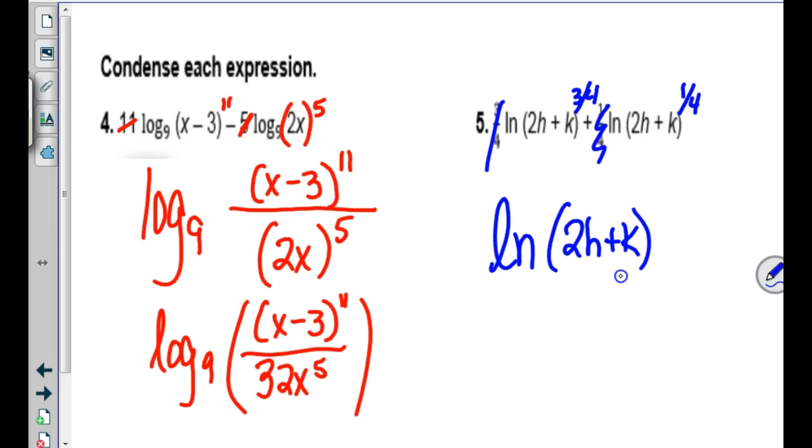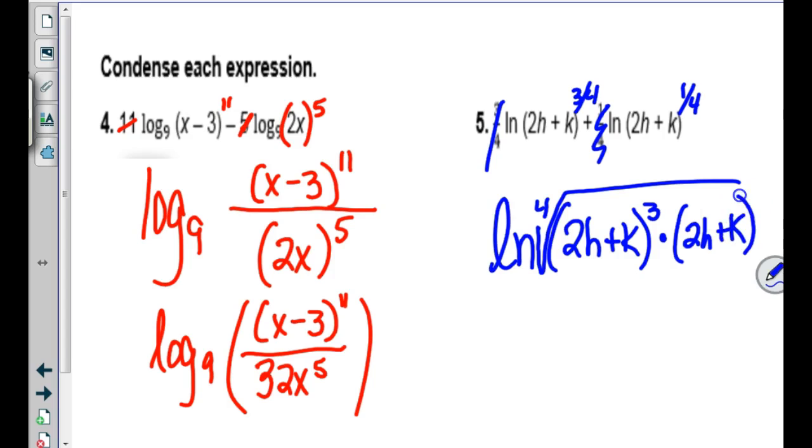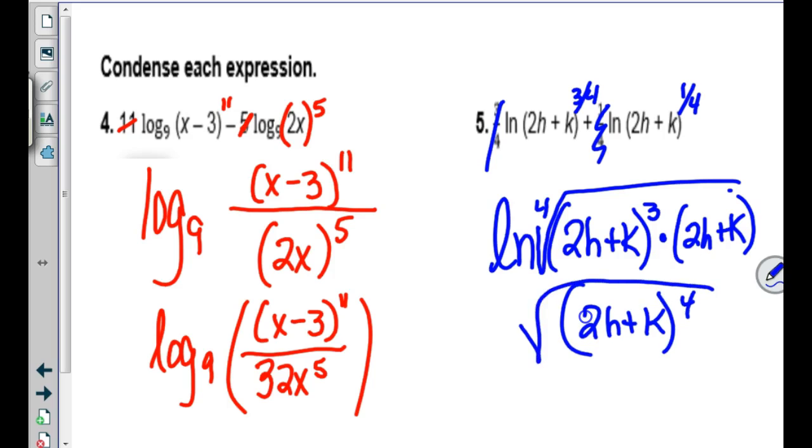What's the root? 4th root. So we have the 4th root of this to the 3rd. The good news is this one back here is also what? 4th root, and it says to multiply them together. So we could just put this. I would not give you this question, just so you're clear. That's the 4th root to the 1st power. Now, those are the same though, right? 2h plus k to the 3rd times another 2h plus k is 2h plus k to the 4th, and under the 4th root that is just what? Yeah, so we just end up with this.